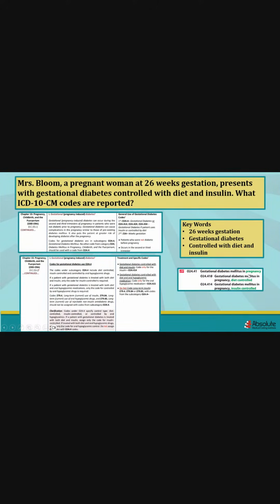Gestational diabetes mellitus in pregnancy, but we are going to go down right here to O24.414, because if you look again right here on the right-hand side, it says that if the gestational diabetes is being controlled with diet and insulin, you are going to code only for the insulin. And it shows right here, the code is going to be O24.414.